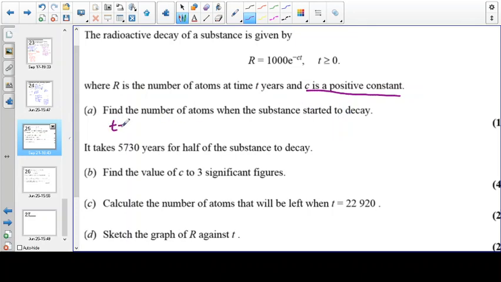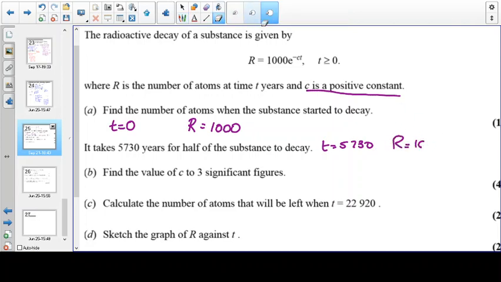So again, similar sort of start. We're working out when t is 0. When t is 0, R is going to be 1000 e to the 0, which is 1000. It takes 5,730 years for half of the substance to decay. Well, if it starts off with 1000, half the substance is 500. So t equals 5730, R equals 500.